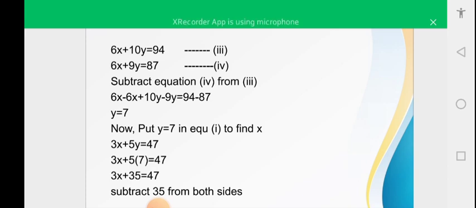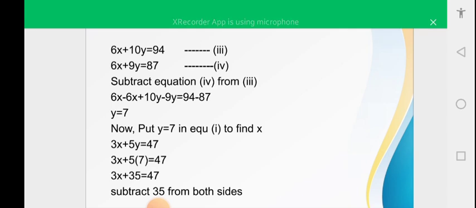You just find y. Now you go ahead and put the value of y, which is 7, in any equation of your choice. So let's take equation 1 to find x. Equation 1 is 3x plus 5y is equal to 47, and y is 7. So we have 3x plus 5 times 7 is equal to 47, and 5 times 7 is 35, so 3x plus 35 is equal to 47. So we need to find the value of x.